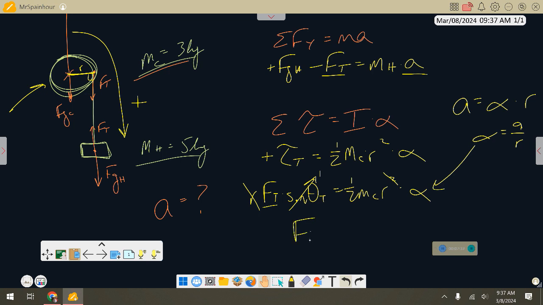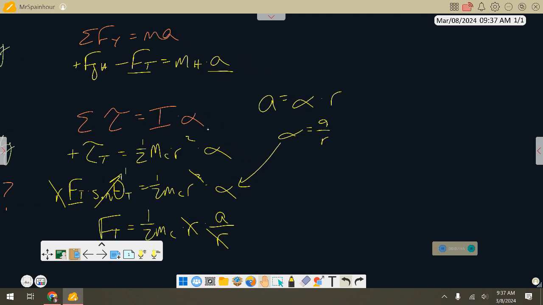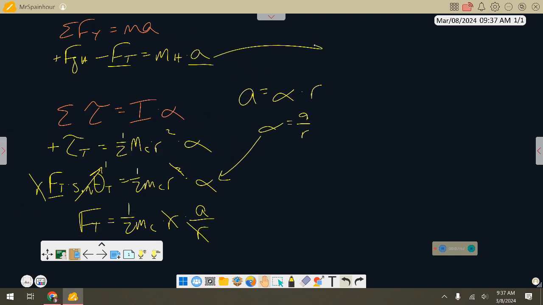And this gives us force tension equals 1/2 mass cylinder times radius times acceleration over radius. And so actually nicely our last radius cancels and we don't need to care about what the radius is. So now, if I went over here to the side, here are my 2 equations. This one, I'm going to replace this equation while we're talking about it, is mass of hanging times g minus force tension is equal to mass of hanging times a.